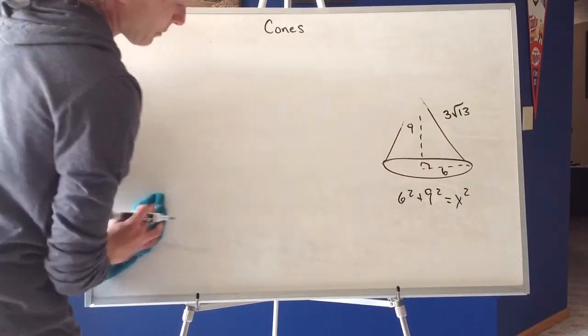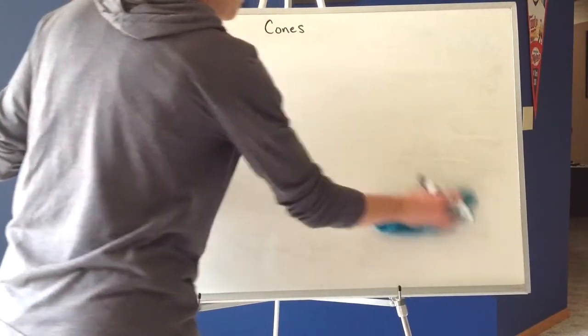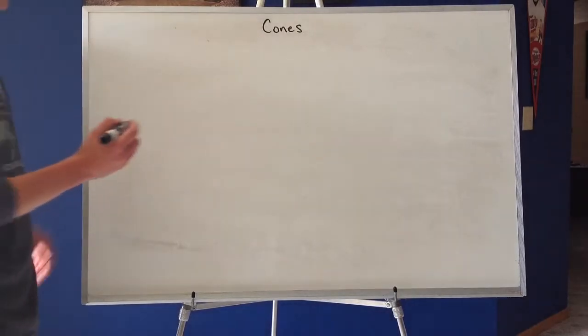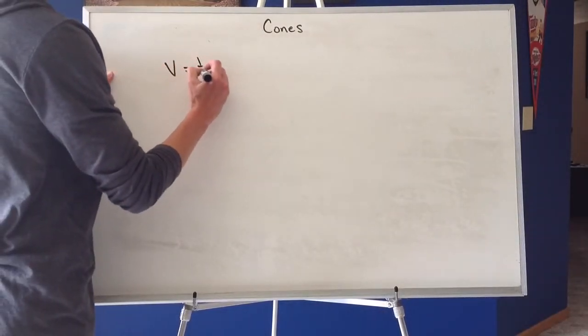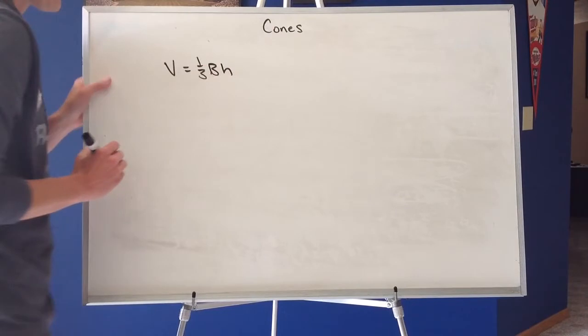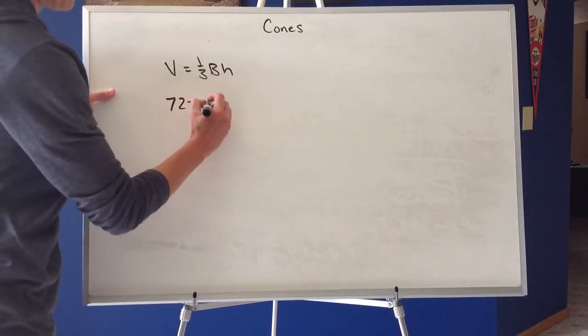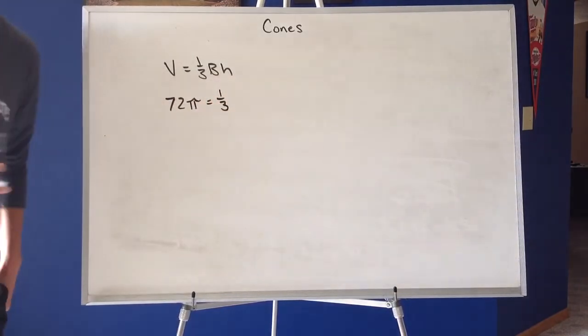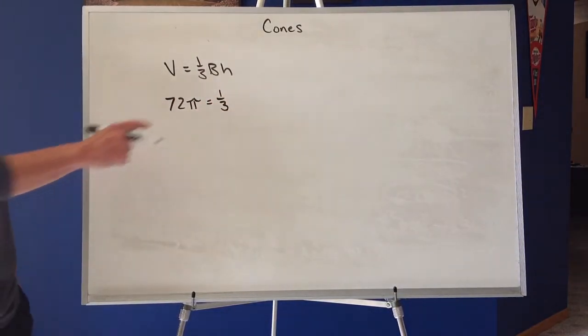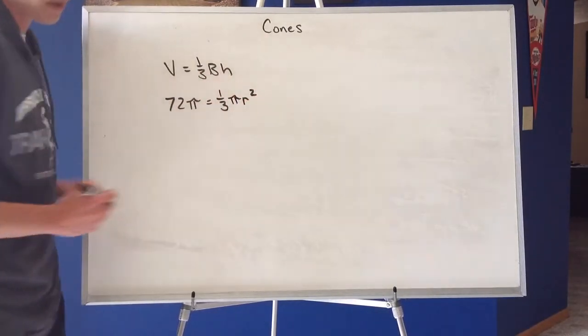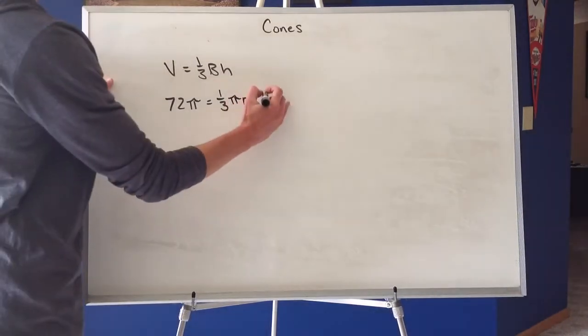Okay, one last problem where we're just going to work backwards. It says if the volume of a cone is 72 pi and the height is 6 feet, find the radius. Okay, so we're dealing with volume here. Okay, so it tells you the volume is 72 pi. We're looking for the radius, so that means we'll just have to use the formula here, which is 1/3 pi r squared, and then times the height, which is 6.